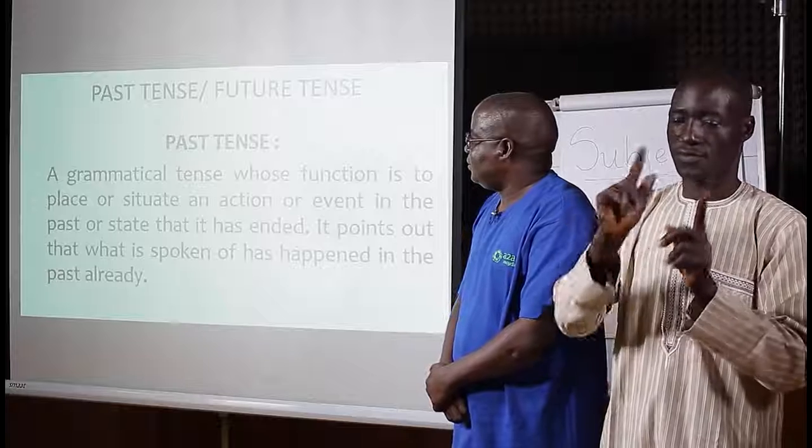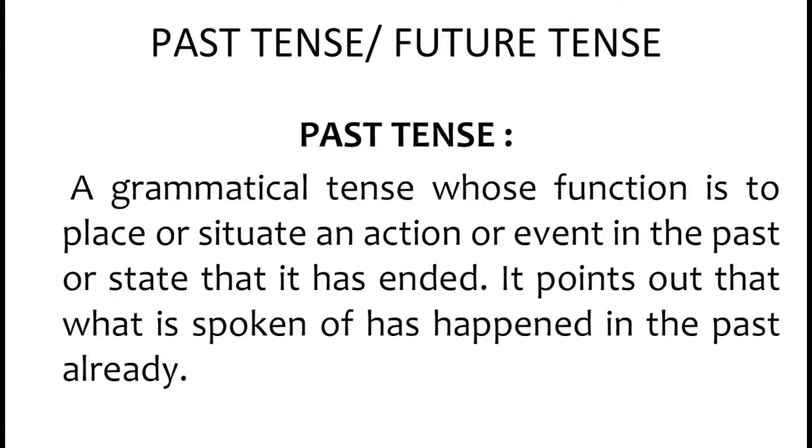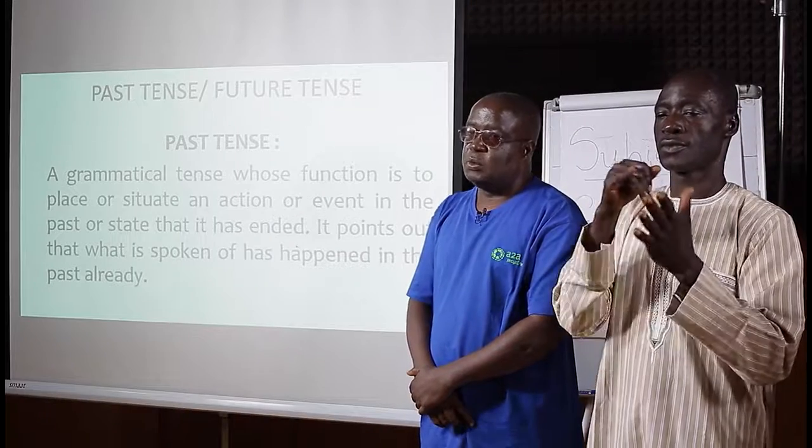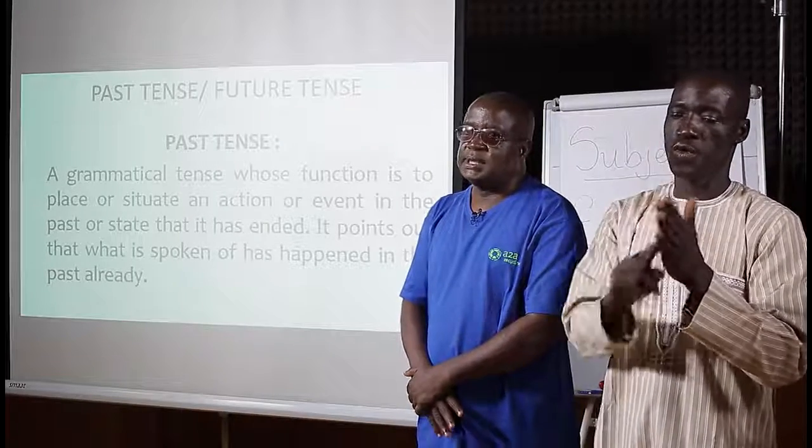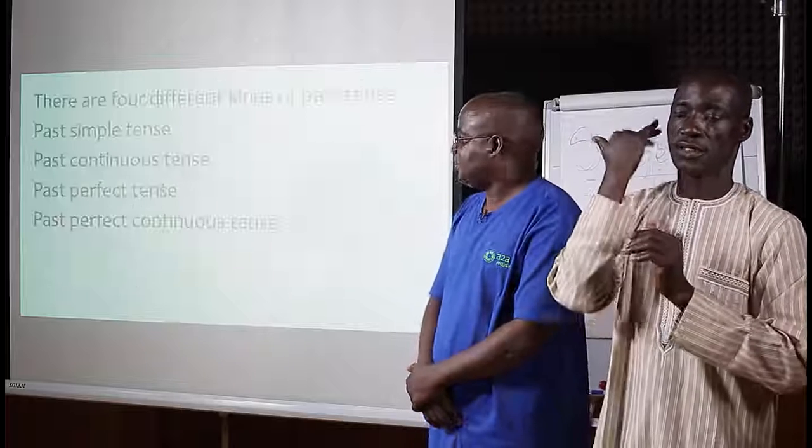Past tense. The past tense is a grammatical tense whose function is to place or situate an action or event in the past or state that it has ended. It points out that what is spoken of has already happened in the past.